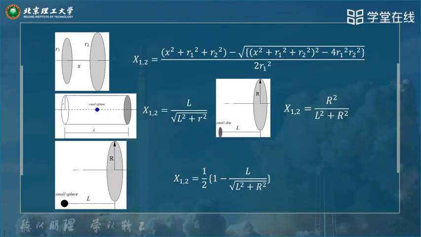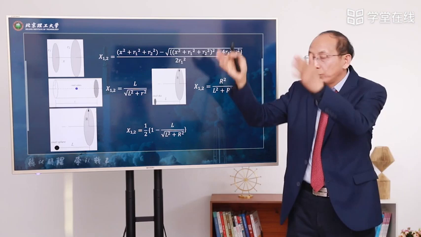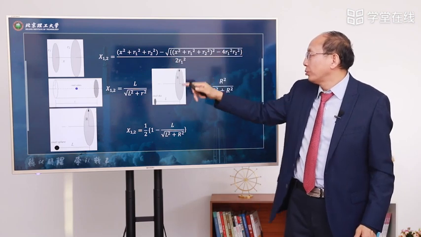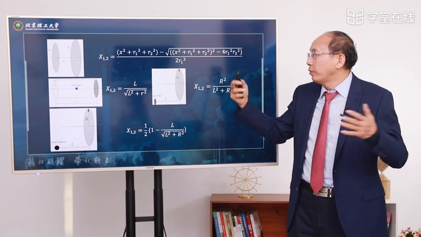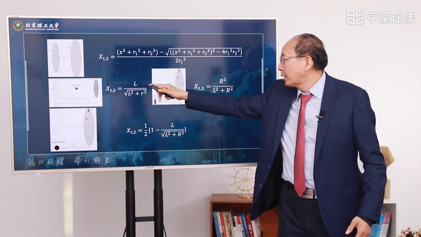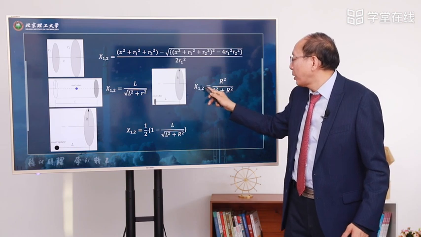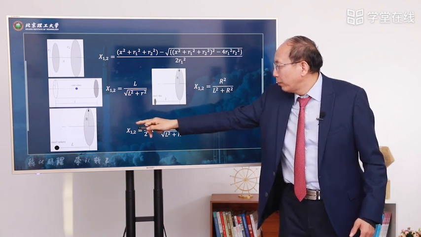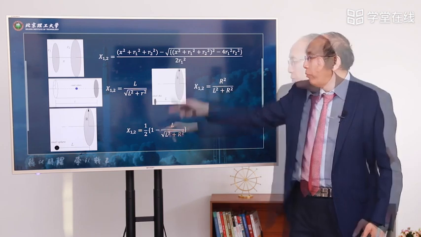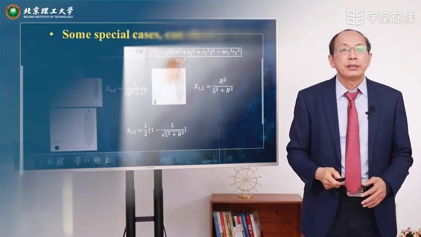Okay, this page shows several special systems and how to calculate their geometrical factor. For example, two dishes together, x1 to 2. In one cylinder surface, there is a ball like this, x1 to 2. Here is a dish and here is a larger dish, x1 to 2. Here is another picture, a ball and a much bigger dish together. We can use this equation to calculate.